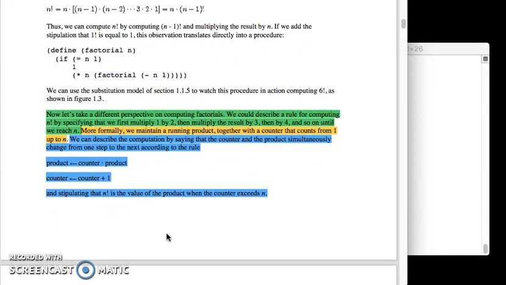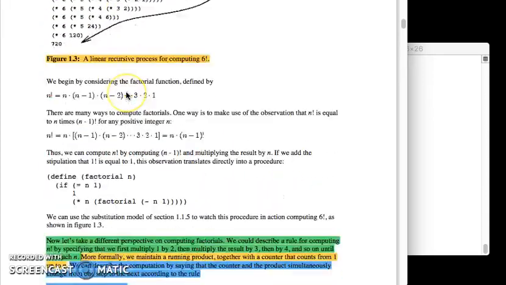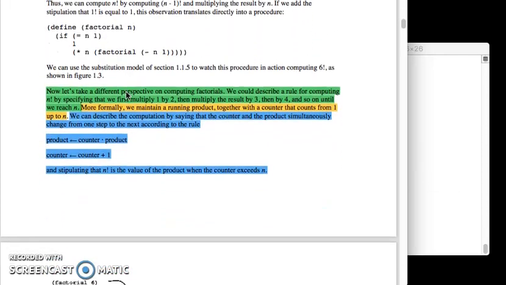Now we can use the substitution model of section 1.1.5 to watch this procedure in action computing 6 factorial, as shown in Figure 1.3. Now let's take a different perspective on computing factorials.